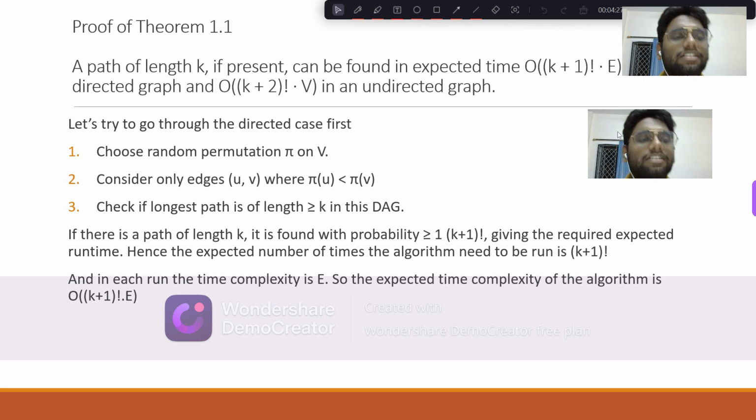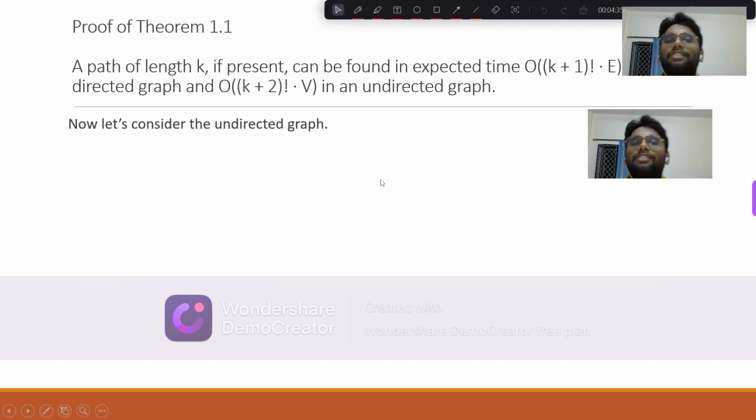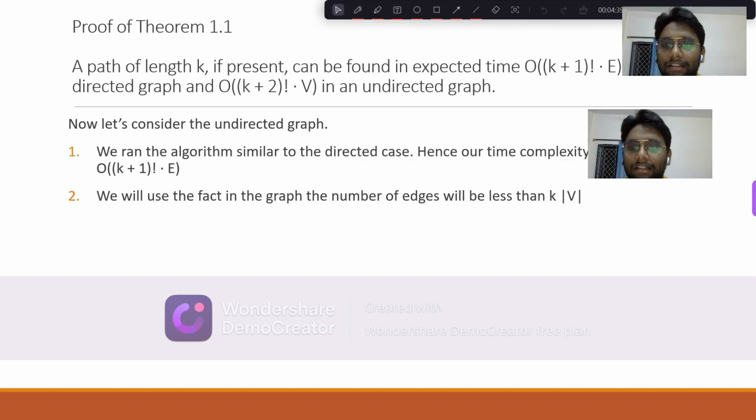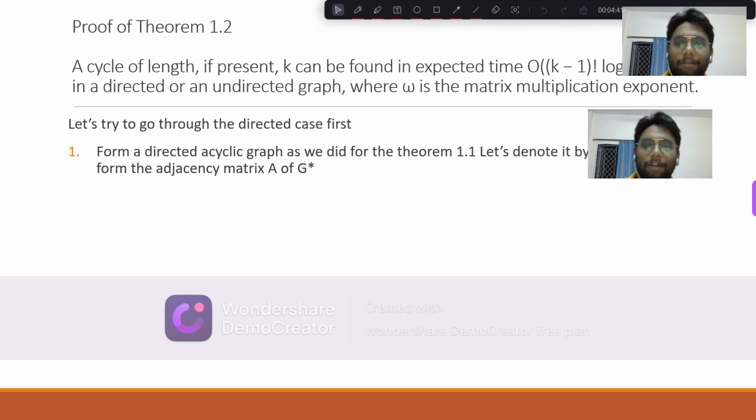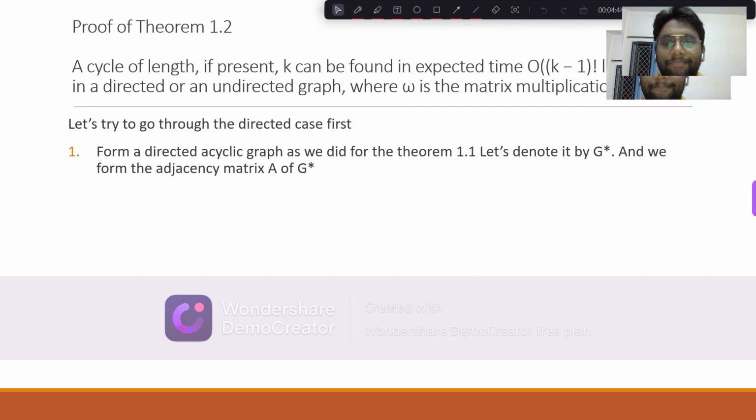But before that, let's also see the random orientation algorithm for the k-cycle problem. So now I'll be moving towards that. For the k-cycle problem, we'll do the following. First, we'll create a directed acyclic graph in a very similar manner as we did for the k-path problem.